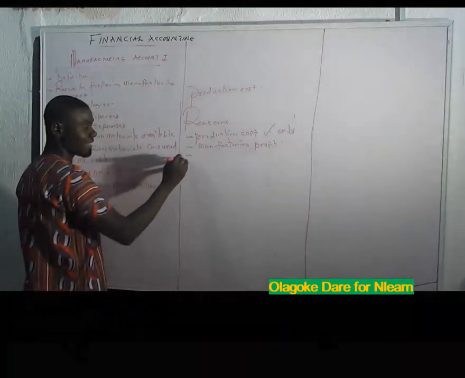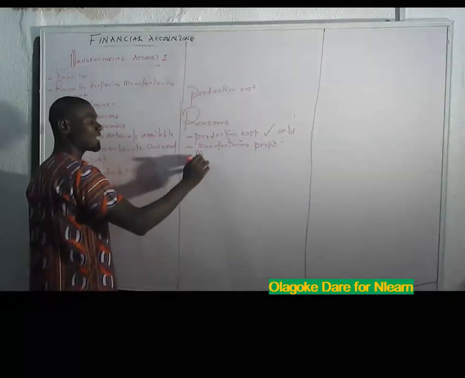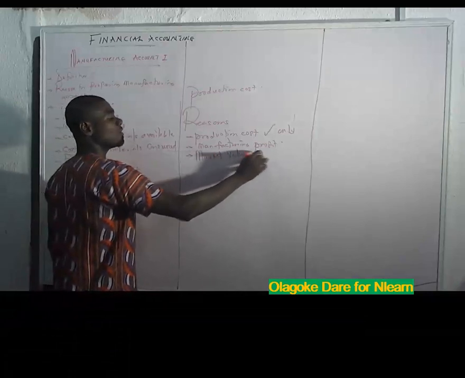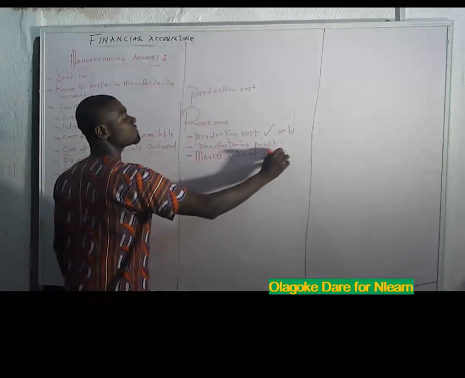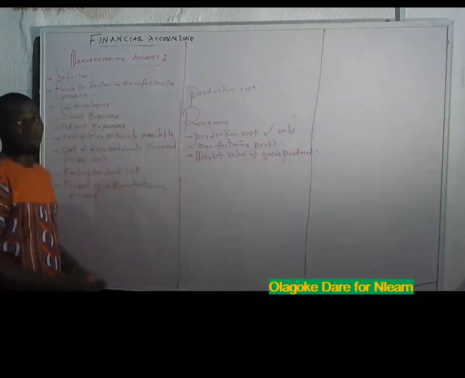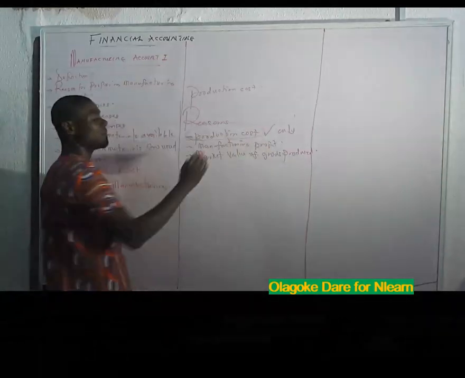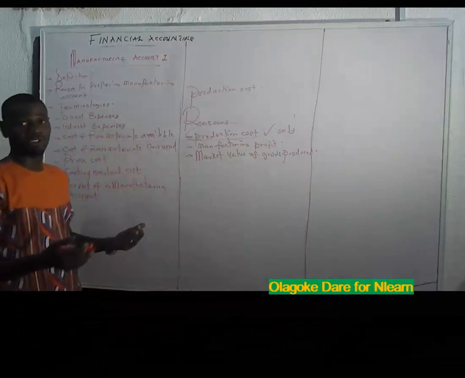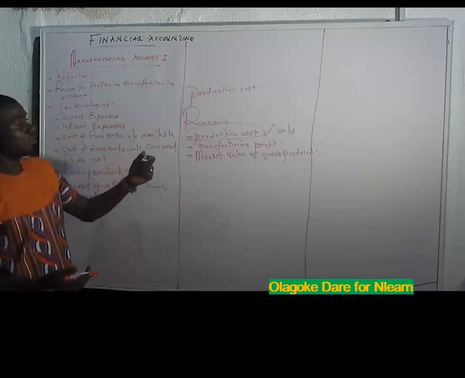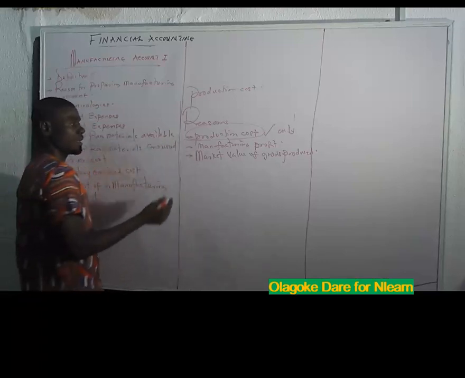And lastly, manufacturing account is prepared to determine what we call market value of goods produced. So these are the reasons why manufacturing account is prepared. Now, when we talk about production cost, it is the amount incurred by a production outfit or by a business organization in order to produce a particular commodity.